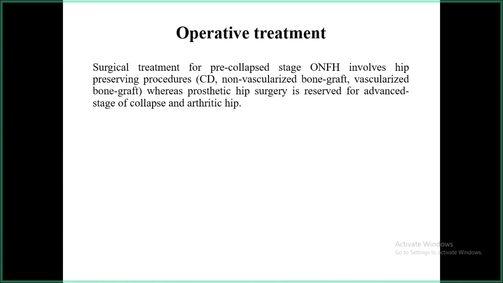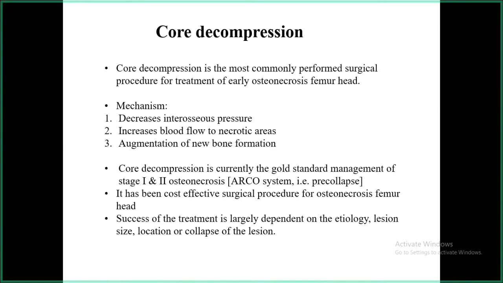Now the operative treatment. Surgical treatment for a pre-collapse stage osteonecrosis involves hip preserving procedures like core decompression, non-vascularized bone graft, and vascularized bone graft, whereas prosthetic hip surgery is reserved for advanced stage or collapse stage and arthritic hip. Core decompression is the most commonly performed surgical procedure for treatment of early osteonecrosis of the femoral head.